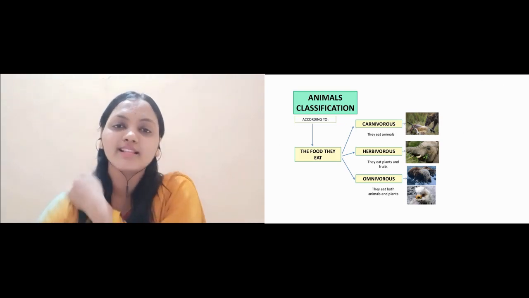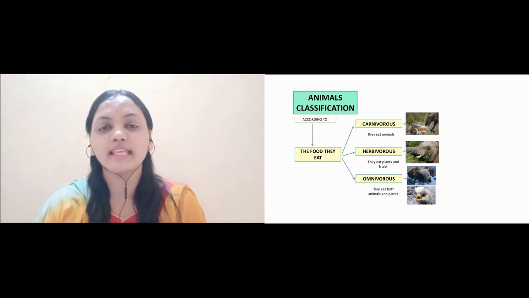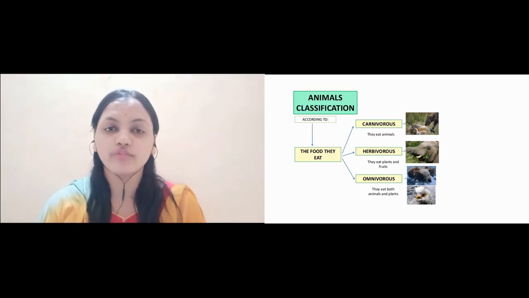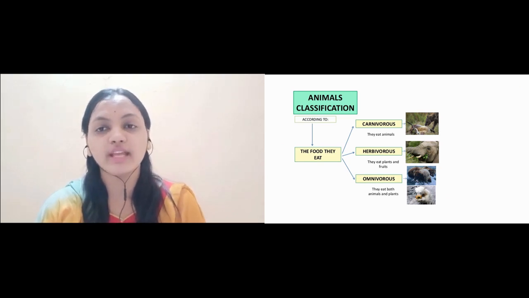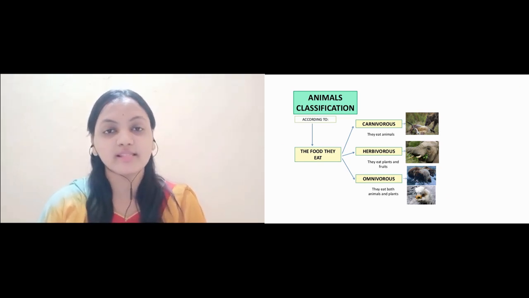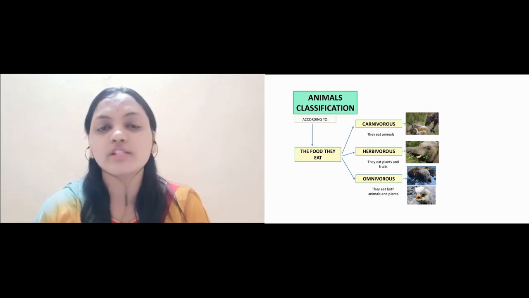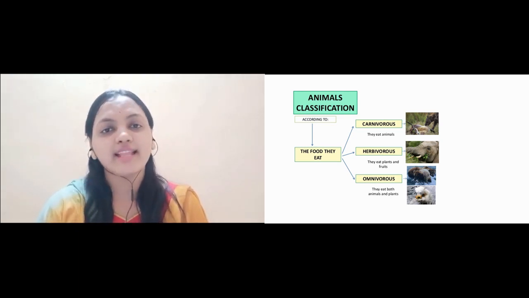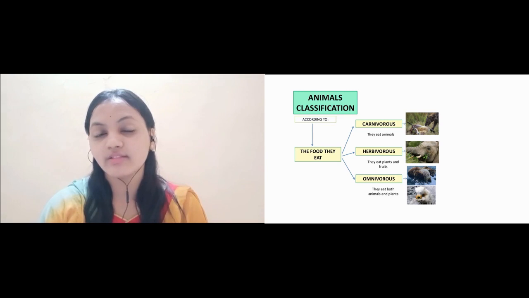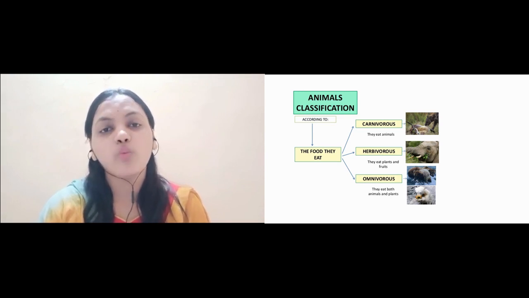So children, our last part of the topic is classification of animals according to their eating habits. This is the last part, that is, what do animals actually eat? First we will see what animals eat. Animals are of two kinds. Three kinds, I would say.